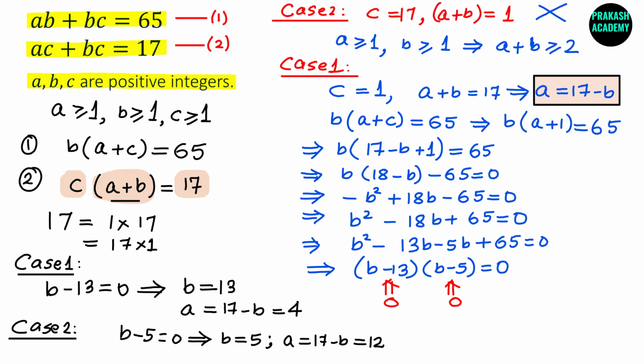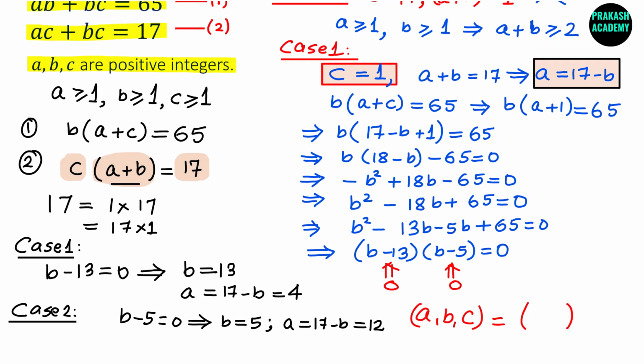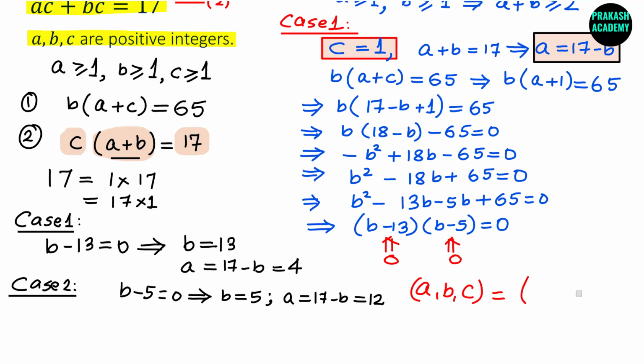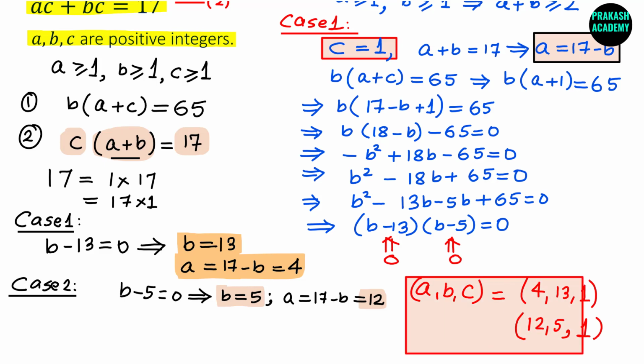So what are the solutions? We have already said C equals 1. So if I write the solutions for A, B, C, you have two sets of solutions. C is always 1. So two solutions are possible. In case 1, A equals 4 and B equals 13. In case 2, B equals 5 and A equals 12. So we will have (12, 5, 1). So this is the solution for this problem.